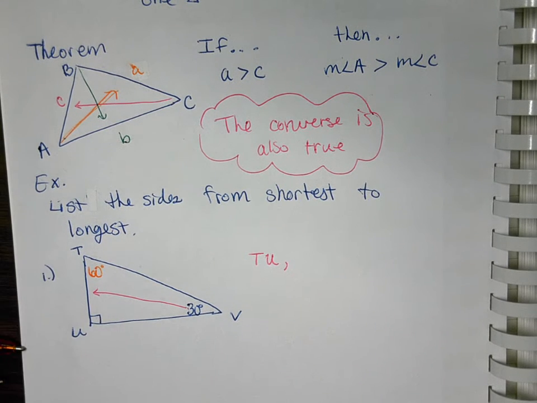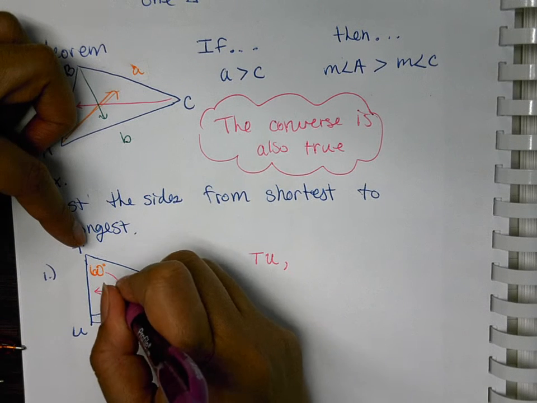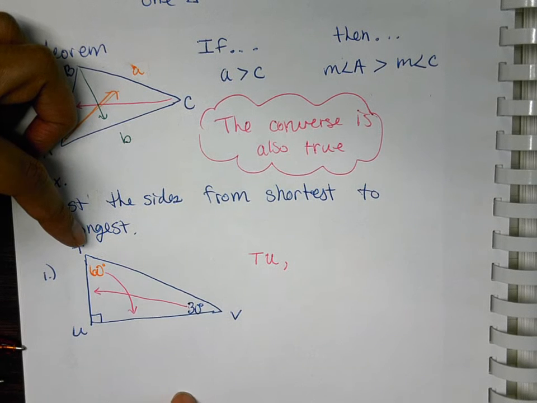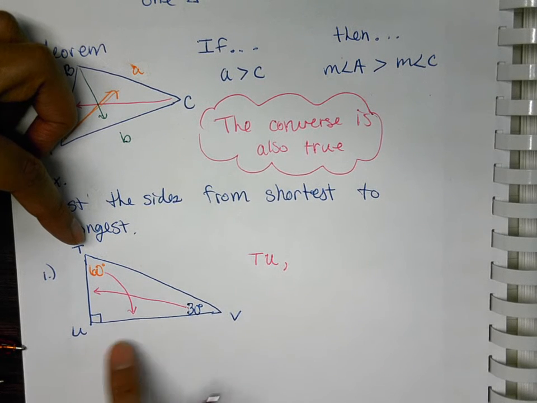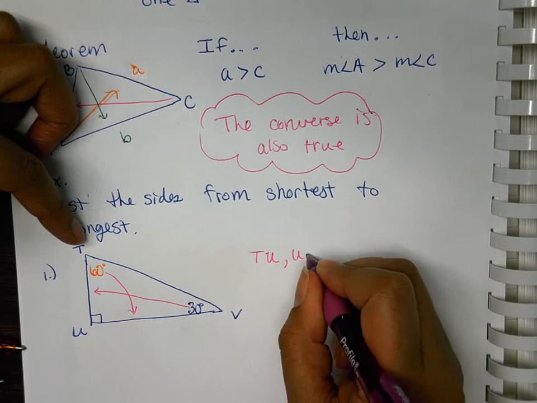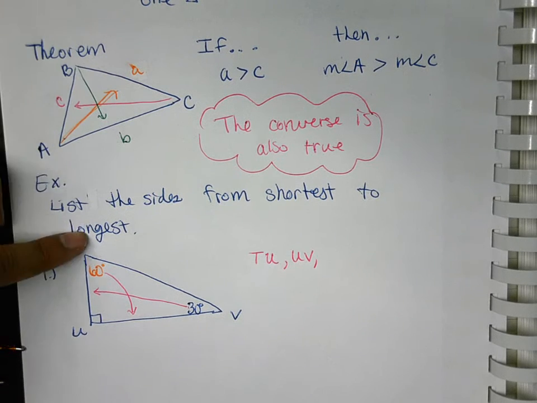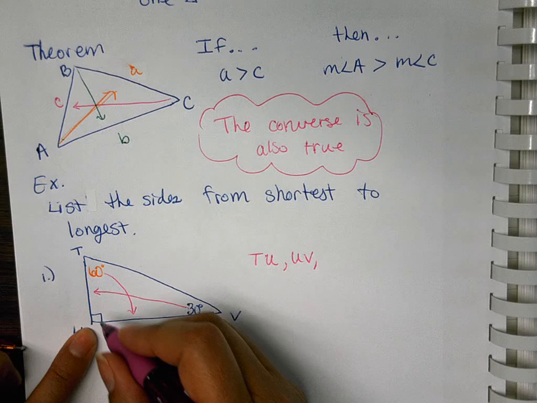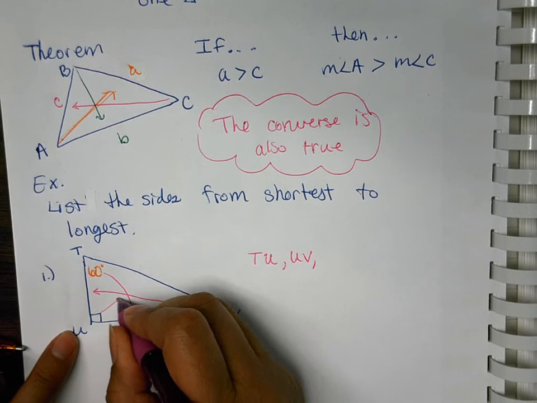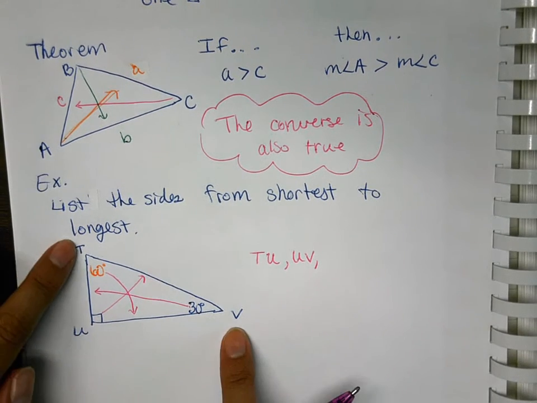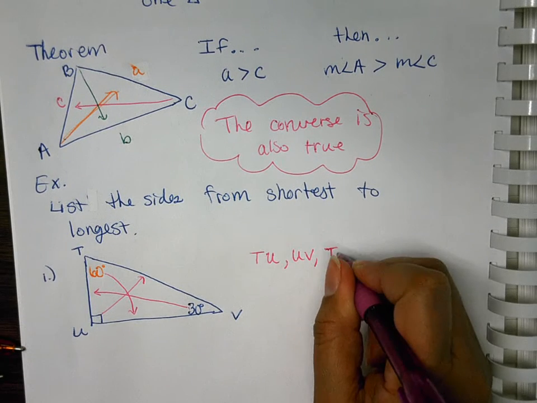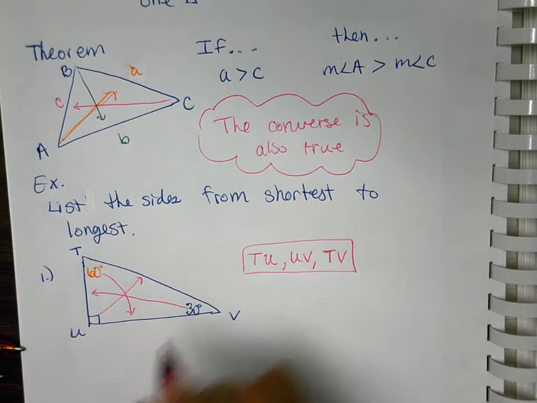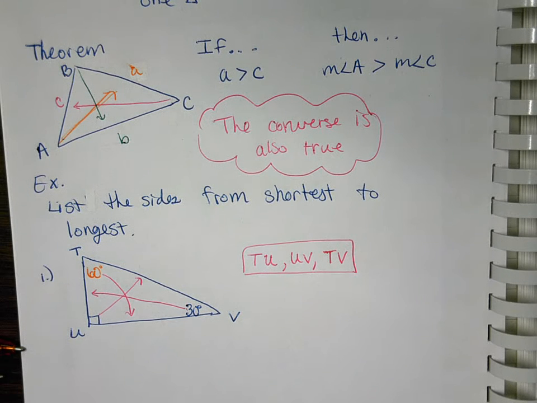What is your medium size angle? 60. And you look across, what side, using the two letters, is opposite the 60? UV. And last, what is the largest angle? The angle is 90, the angle U, and you go across from U, and what side is opposite U? TV. Okay, questions on that one? No? Okay. I am going to have you try number 2.